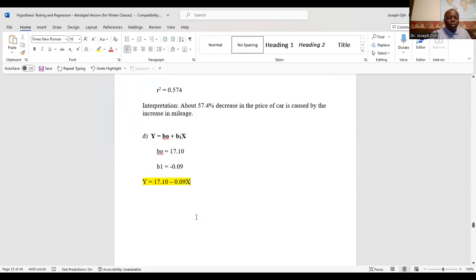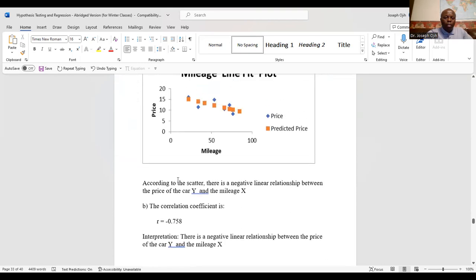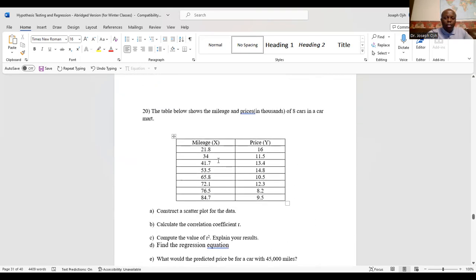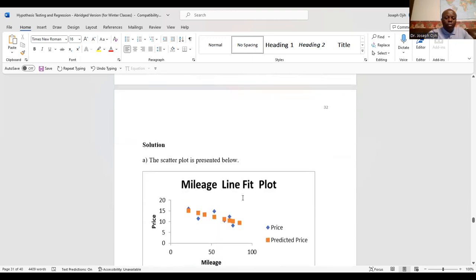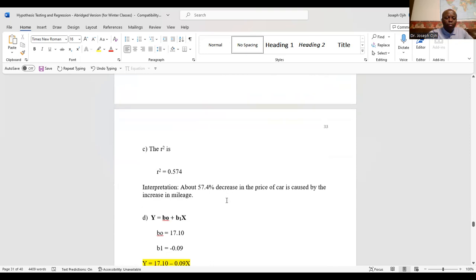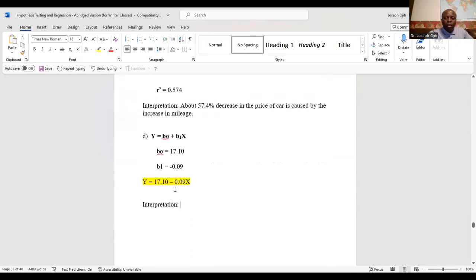Now, what does this mean? How do we interpret this? Remember, slope is the rate of change. And if you recall, all these numbers here are in thousands. So this will have a negative slope here. Negative slope means a decrease.